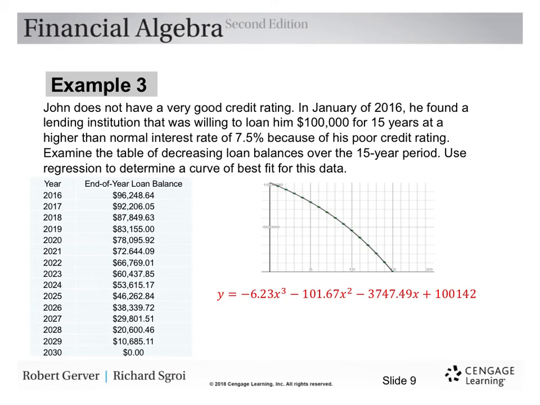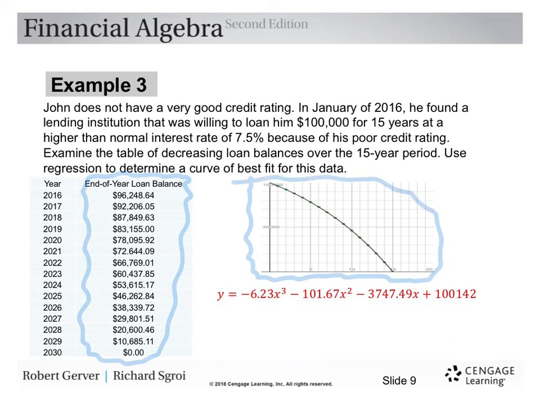So as you can see, we have a table on the left side here showing the different years, okay, and the end of year loan balance for each of these 15 years. So starting out, his $100,000 after the end of the first year, he's down to 96, and then all the way down to 0, all right? Now, if we plot these, we would get a graph that looks something like this right here.